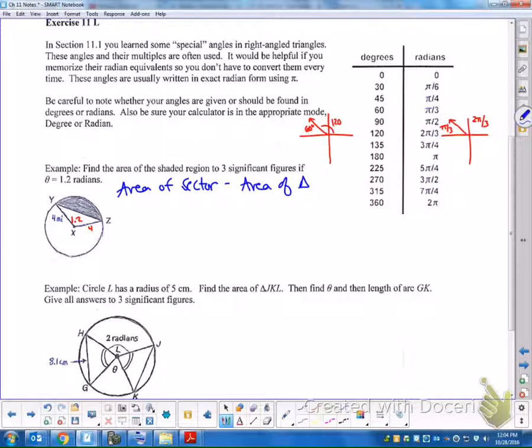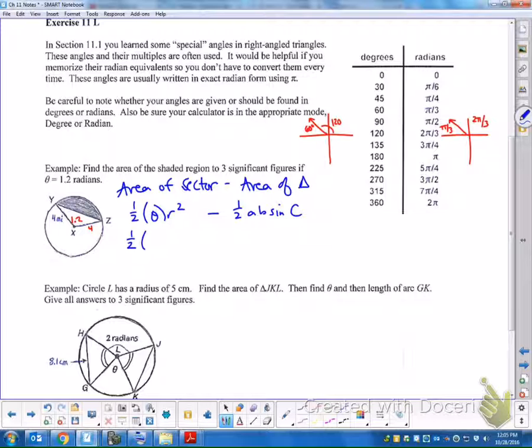So area of the sector, that formula was going to be 1/2. Actually, let me write the formula in here first. 1/2 theta r squared. And then the area of the triangle, I have side angle side, so I'm going to use 1/2 ab sine of C. Now, we don't have an a and a b and a C, but you get the general idea. I'm going to use that formula for the area of my triangle. You may not always be able to use that one, but in this case, I have exactly what I need. Okay. So now it's just a matter of plugging everything in.